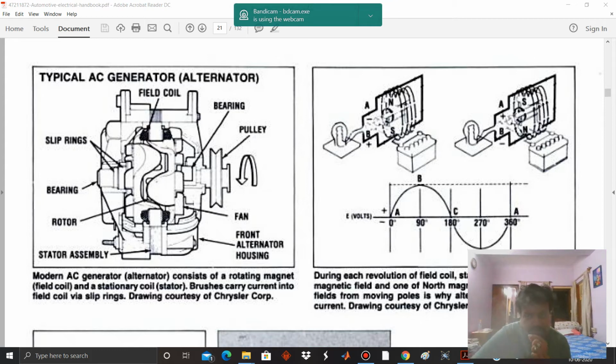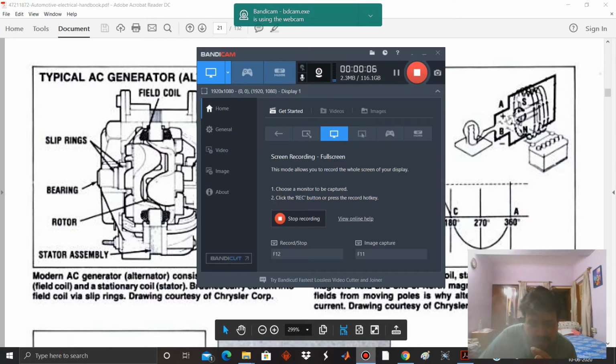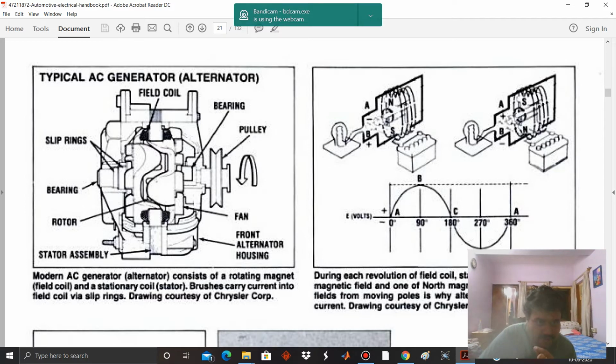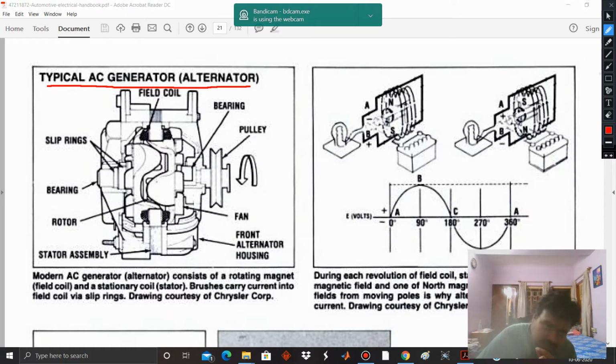Hello, my dear students. In this particular lecture, we will be discussing the characteristics of an alternator, or rather, first we will focus on the looks of an alternator, that is, the cross section of an alternator. Here a typical AC generator, or alternator, has been presented. An AC generator is also called an alternator.